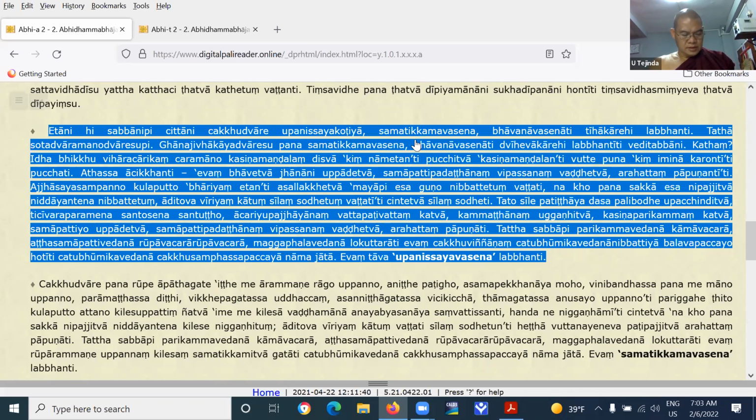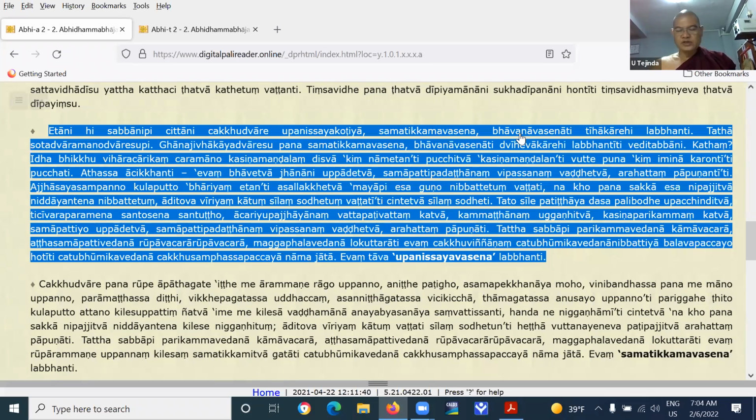the samatikkama vasena, by surmounting, by overcoming, and bhavana vasena, by developing. So 3 ways there. The javanas arising at any door, especially the eye door, can be applied in 3 ways: by way of decisive support, by way of surmounting, and by way of development.